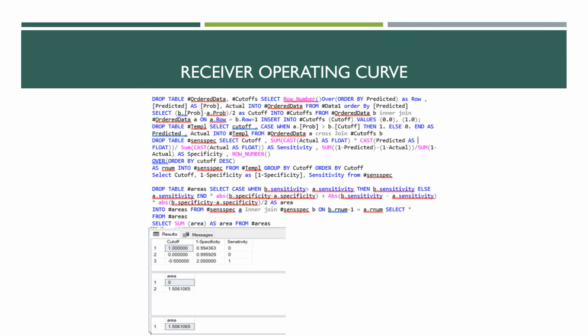Cutoff values, specificity, and sensitivity were evaluated. The receiver operating curve was created using 1 minus specificity. The receiver operating curve is used to test predictive accuracy.